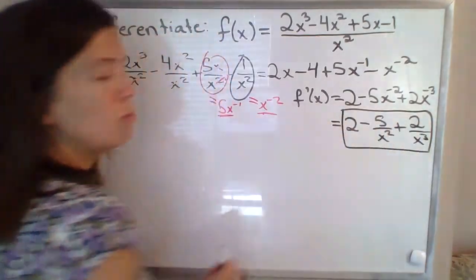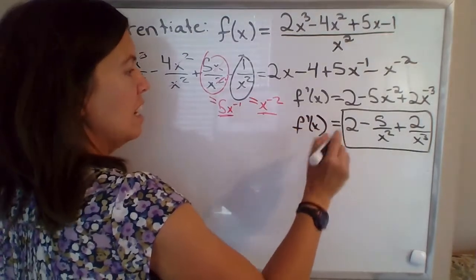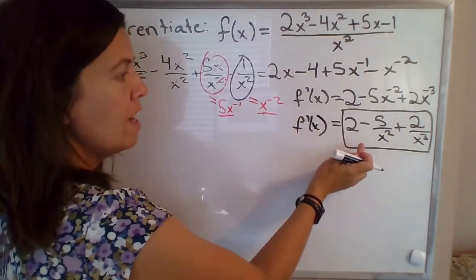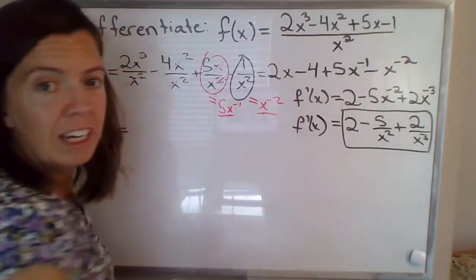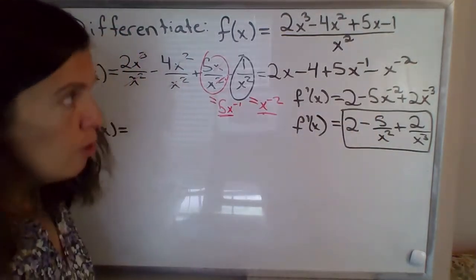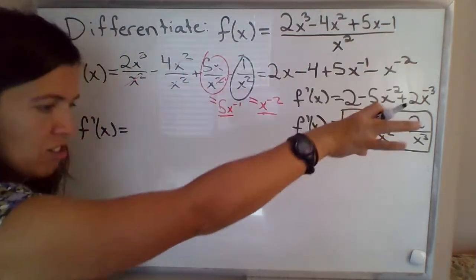So here's one way to write the derivative of that function. Here's our f prime of x. And again, you don't have to fully simplify, but it is best to write your answer without the negative exponents.